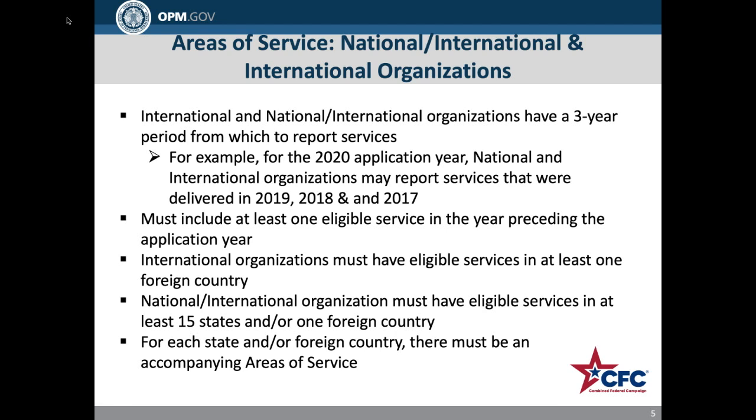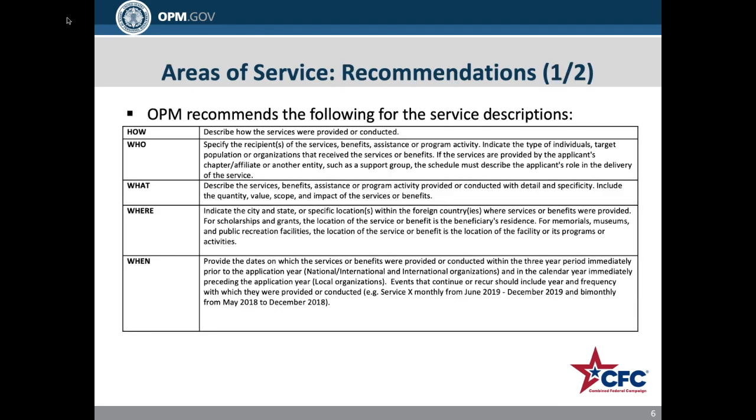National international organizations must have eligible services in at least 15 states and/or 1 foreign country. If a charity is using states to qualify, then its application should include at least 15 areas of service submissions. For each state and or foreign country, there must be an accompanying areas of service.